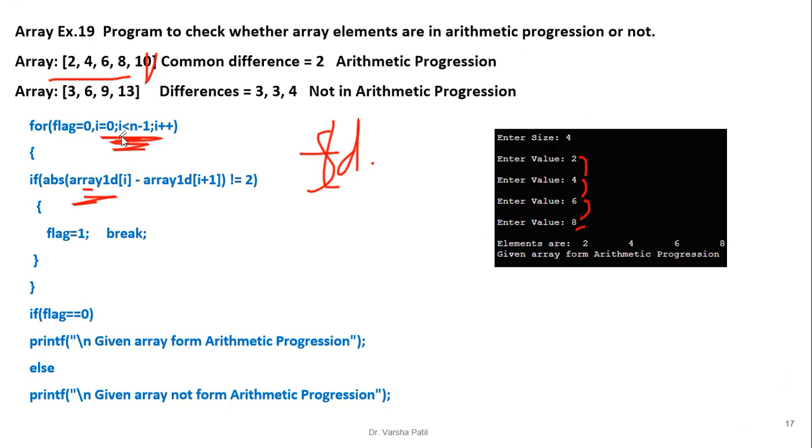So here we don't want to go up to the last element, because when we go to the last element, what is the next element to check? That's why the logic is i less than n minus 1. So when we are at the 6th location, we are comparing the next element. There is no need to go up to the last.